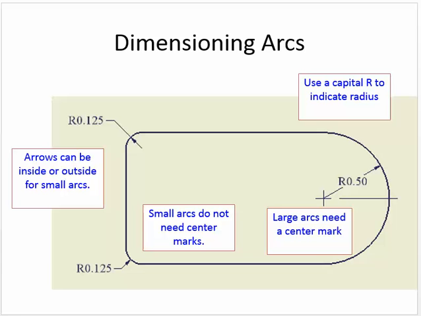Here's an example of arcs. Notice they went ahead and gave a center mark here. They're telling us it's a radius of 0.5. This is not very common, where they give the center mark and tell us a radius of 0.5. A lot of times it's going to still be on the outside like they do over here. Radius of 0.125, radius of 0.125. Use the capital R to indicate radius.